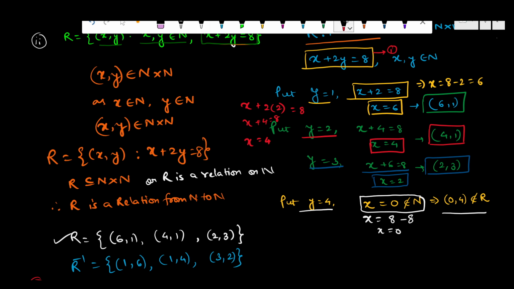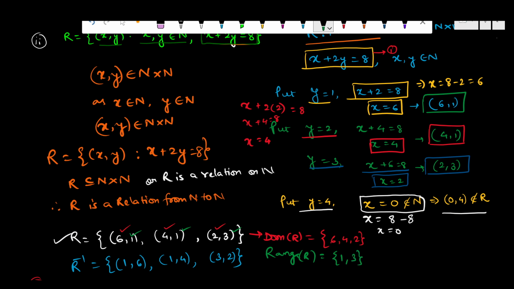If we were asked to find the domain and range of R, the domain of R will be the set of all first components, so 6, 4 and 2, and the range of R is what? The range of R is the set of all second components, 1, 2 and 3.